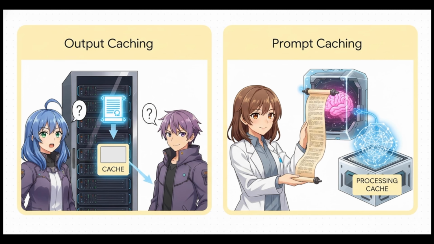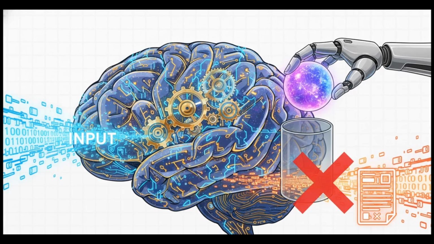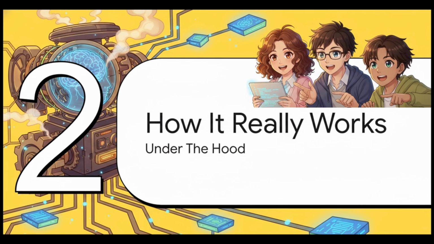With prompt caching, we're not saving the answer at all. We're saving the heavy lifting the model does to process the prompt way before it even thinks about giving you a response. And this is the key takeaway, the one thing you really got to get: we are caching the input, not the output. It's not about storing the final answer. It's about storing all the computational work the model does just to understand what you asked in the first place. That difference is everything.